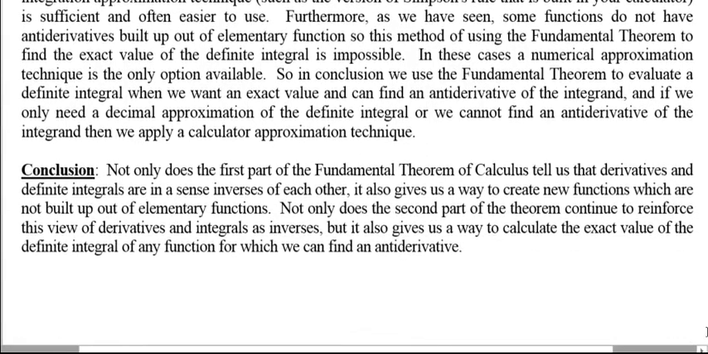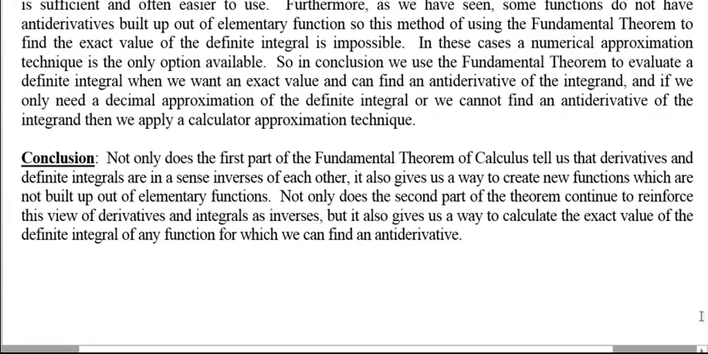So finally, conclusion for this playlist: not only does the first part of the Fundamental Theorem of Calculus tell us that derivatives and indefinite integrals are in a sense inverses of each other, it also gives us a way to create new functions which are not built up out of elementary functions. And not only does the second part of the theorem continue to reinforce this view of derivatives and integrals as inverses, but it also gives us a way to calculate the exact value of a definite integral of any function for which we can find the formula for an antiderivative.